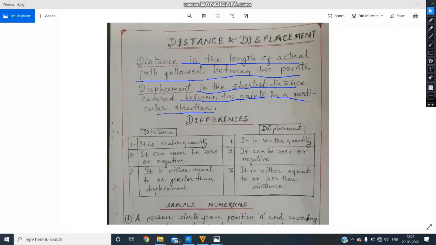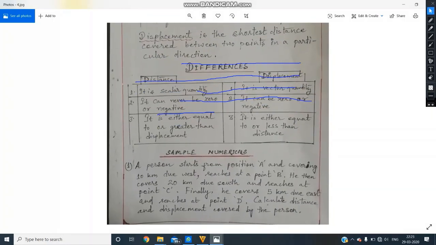Now this sample question is like this. A person starts from position A and covering 10 km due west reaches point B. He then covers 20 km due south and reaches position C. Finally, he covers 5 km due east and reaches point D. Calculate the distance and displacement covered by the person.